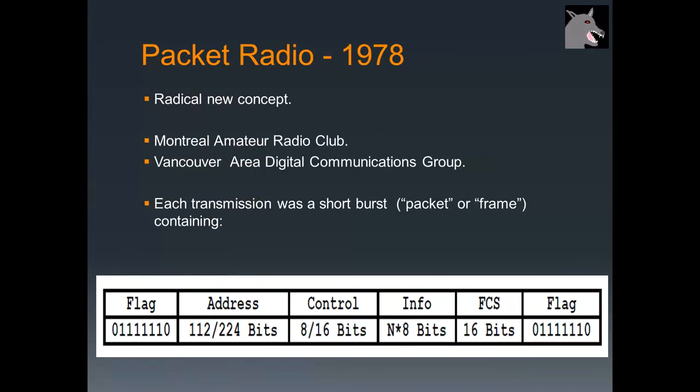So in the late 1970s, some hams in Canada started experimenting with an entirely new way of sending information over the radio. So rather than sending one character at a time, information would be saved up and sent in a small short transmission called a packet. And each transmission contains some framing information, address of where it's going to, where it came from, and information. And it had error checking, so you'd know if it got through correctly or not.